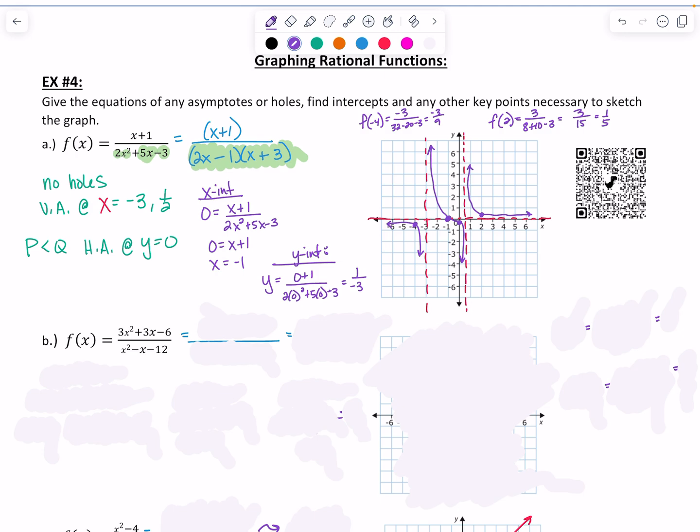So this is a pretty darn good sketch of what my graph looks like without a calculator, just knowing all those key characteristics. Now, if you're a visual person and you want to double check, take out your calculator, graph this function in your calculator, and it should look really, really close to what we just graphed by hand without a calculator.